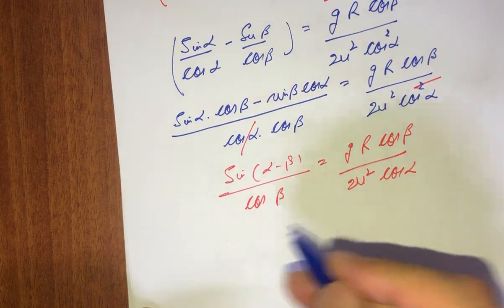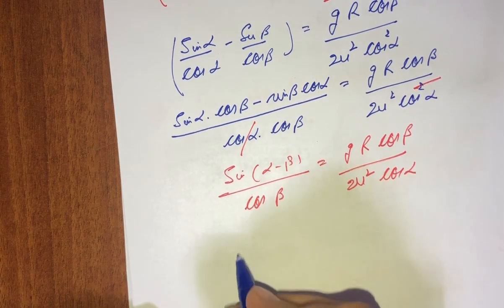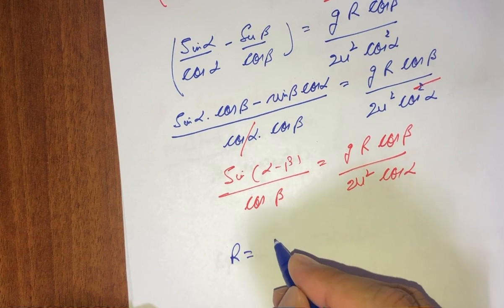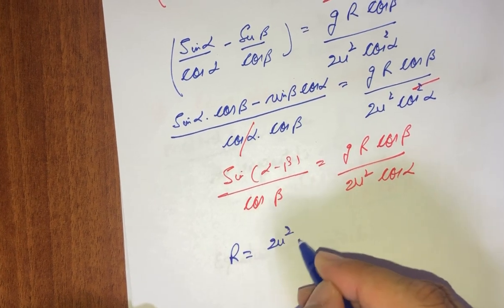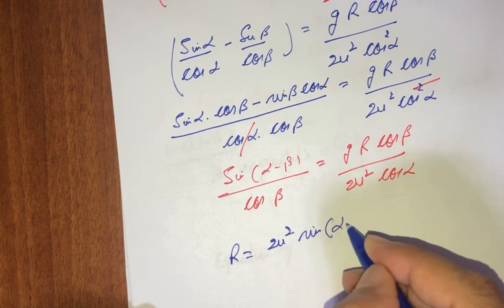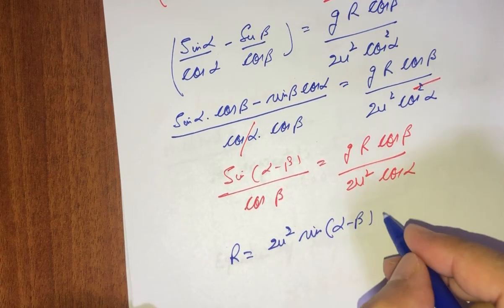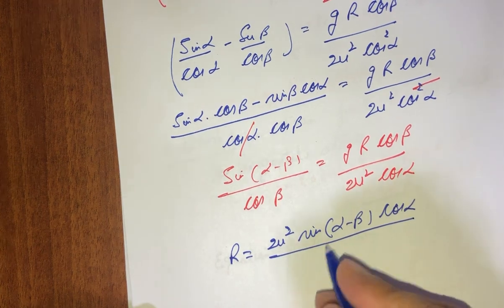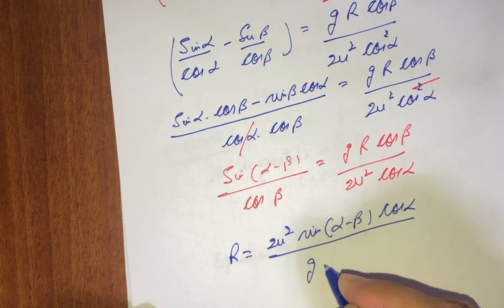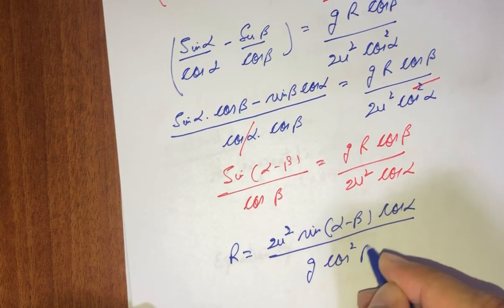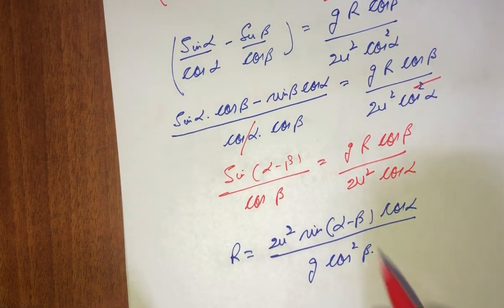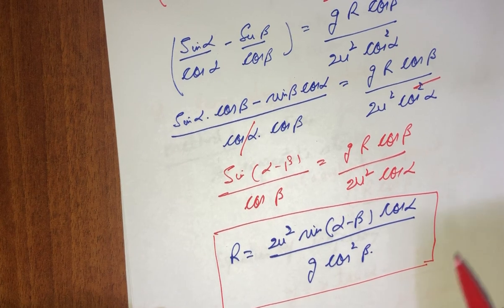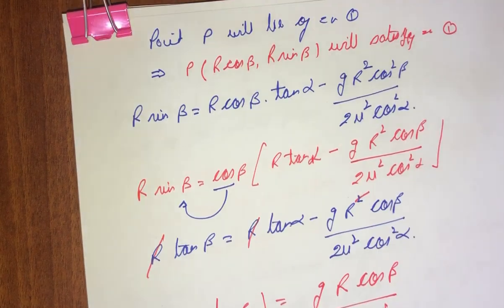From this we now simply solve it for r. So r will be coming as 2u square sin alpha minus beta multiplied by cos alpha divided by g cos square beta. So this is the range equation as per first method.